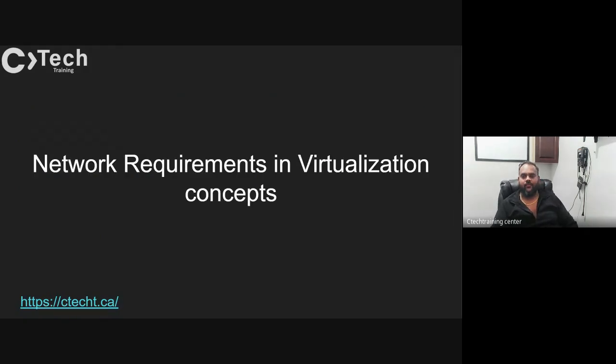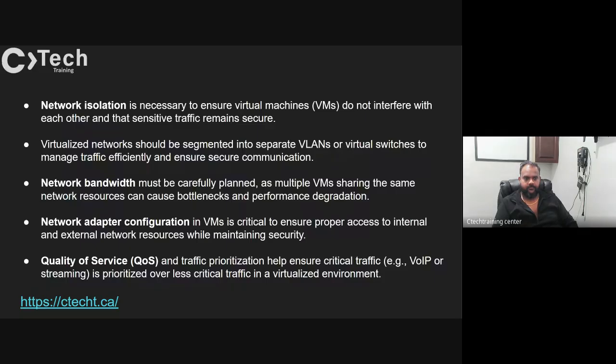Network requirements in a virtualization concept. Network isolation is necessary to ensure virtual machines, VMs, do not interfere with each other and that sensitive traffic remains secure. The virtualization network should be segmented into separate VLANs or virtual switches to manage traffic efficiently and ensure secure communication.